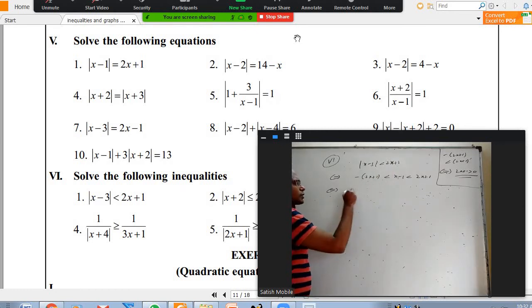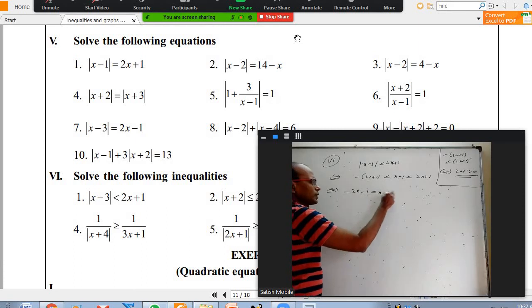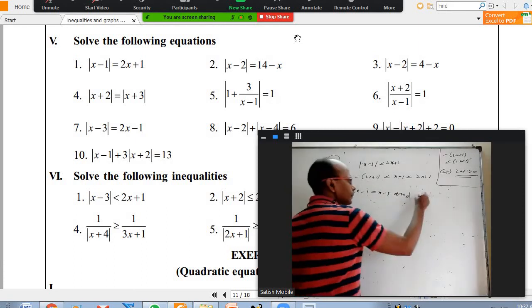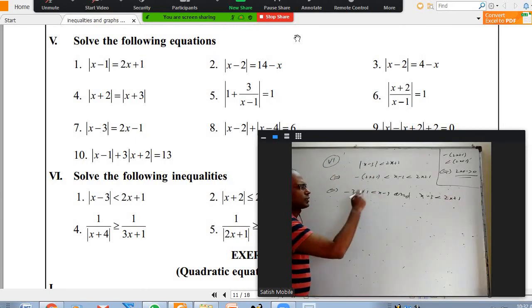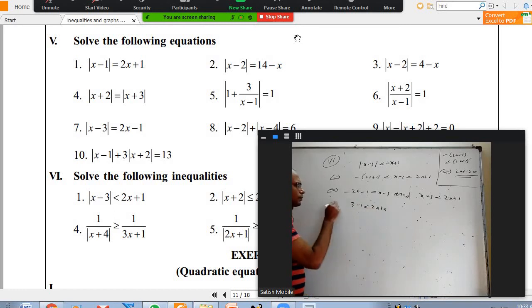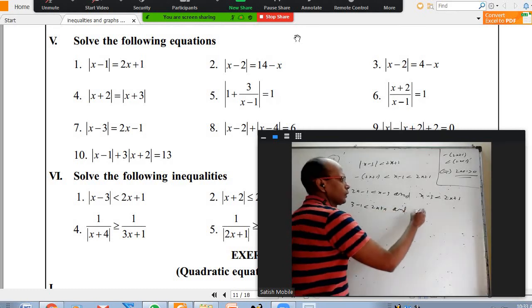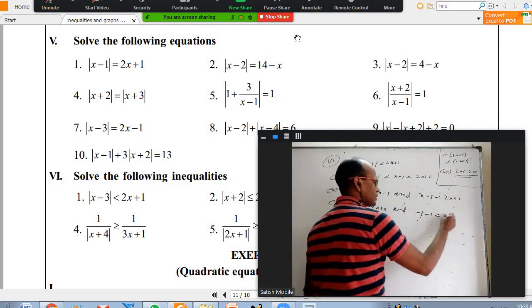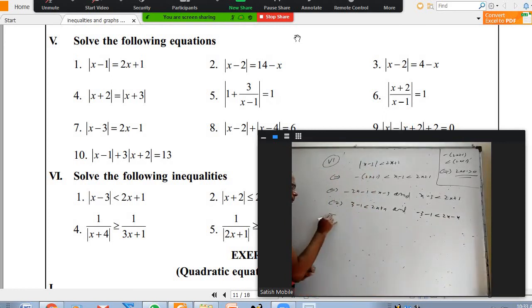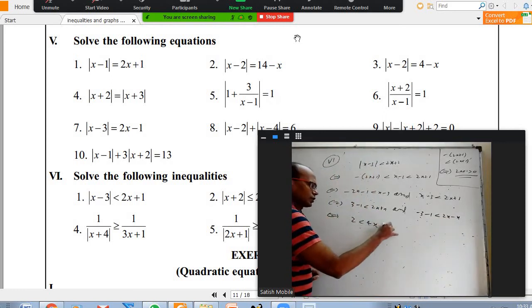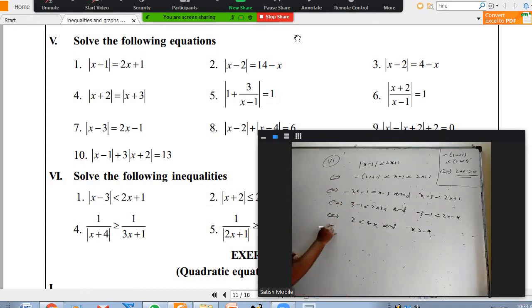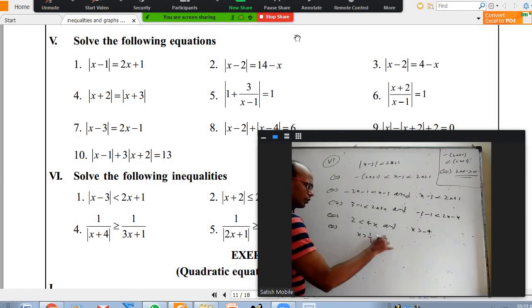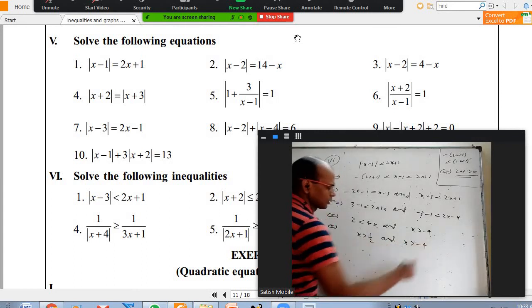Now we can split into two parts: minus 2x minus 1 less than x minus 3, and x minus 3 less than 2x plus 1. I can send 2x here, 3 here. I'll get 3 minus 1 less than 2x plus x, and minus 3 minus 1 less than 2x minus x. So 2 less than 3x, and x greater than minus 4, which implies x greater than 2 by 3 and x greater than minus 4.